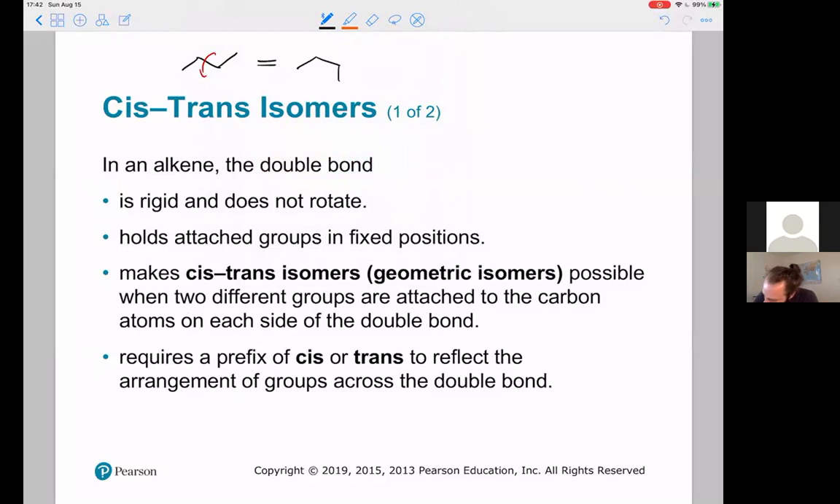When it comes to double bonds, that double bond is rigid. So this molecule is not the same thing as this molecule because we can't just flip around that double bond. So these are two different isomers, cis-trans isomers of this particular alkene, okay?